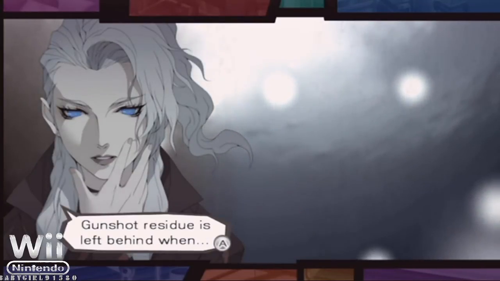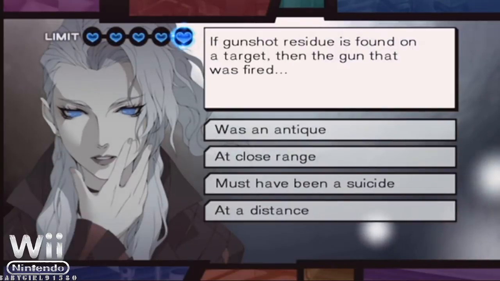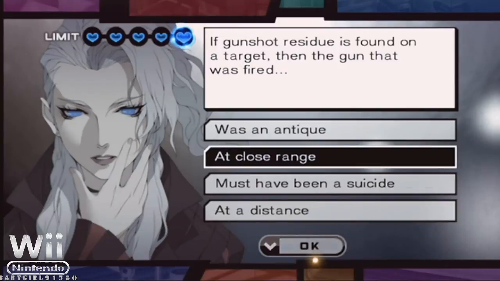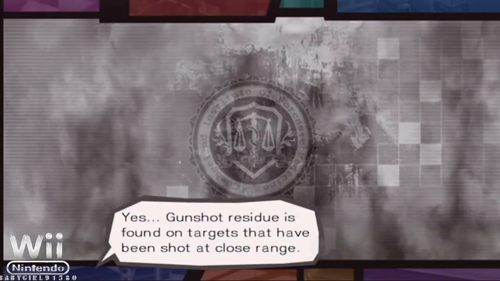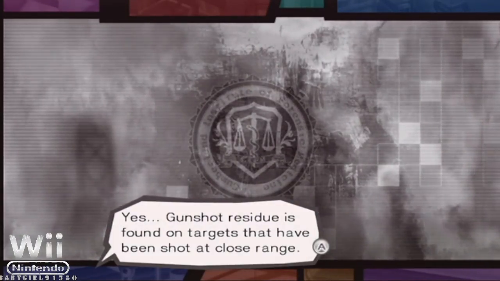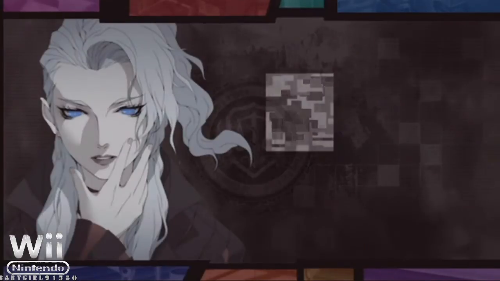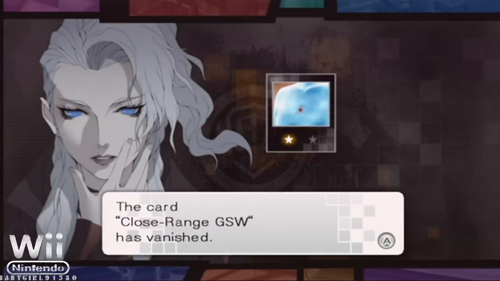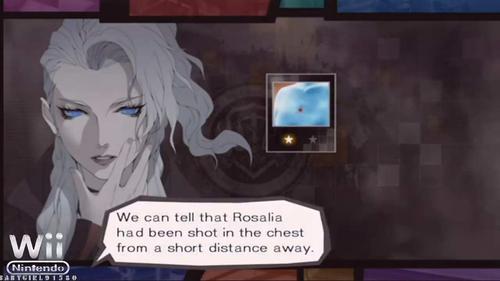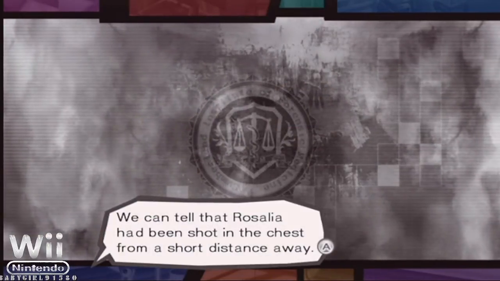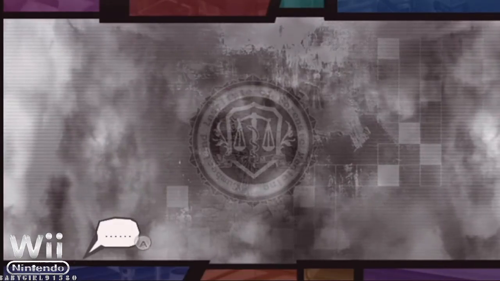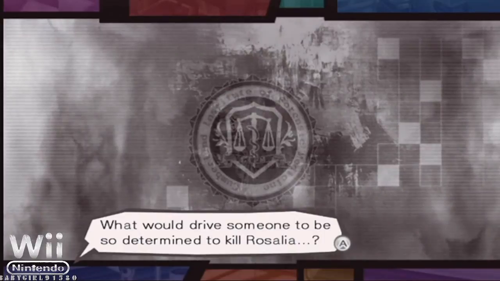Gunshot residue is left behind when... yes, gunshot residue is found on targets that have been shot at close range. We can tell that Rosalia had been shot in the chest from a short distance away. What would drive someone to be so determined to kill Rosalia?